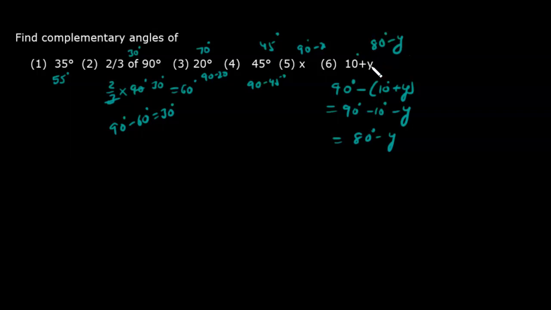These are two complementary angles. And we can verify this by adding these angles, 80 minus y plus 10 degrees plus y. Now y and negative y will get cancelled. 80 plus 10 is 90 degrees. So this is the right answer.